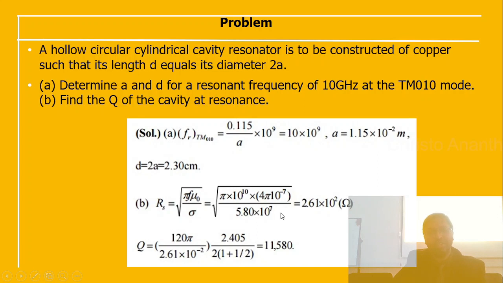Again you find the value of Rs, and then you get the Q, because the Q value is asked. So Q is equal to 120 pi divided by this Rs value. What is this Rs value? 2.61 multiplied by 10 power minus 2. You can substitute the value and get the Q factor. It is 11,580. So these are simple problems you can go for.